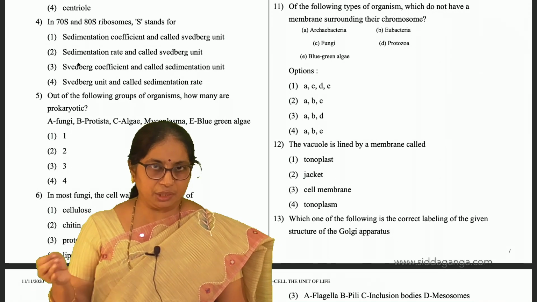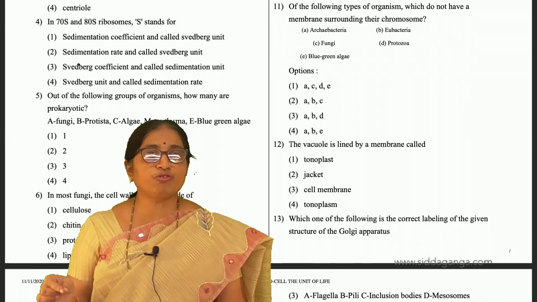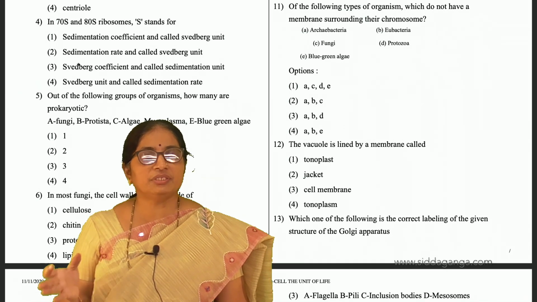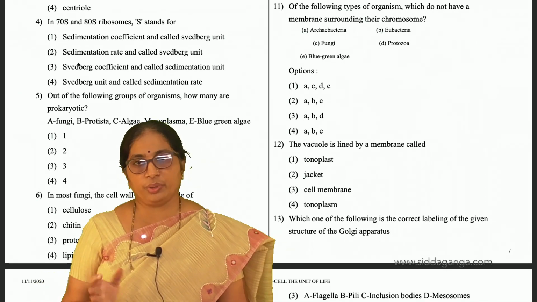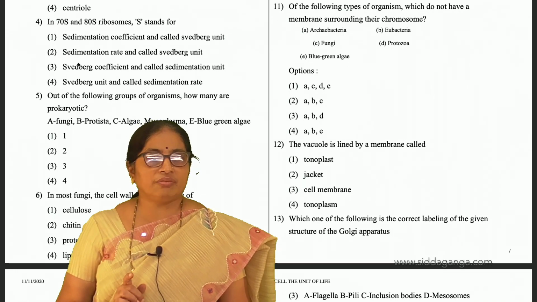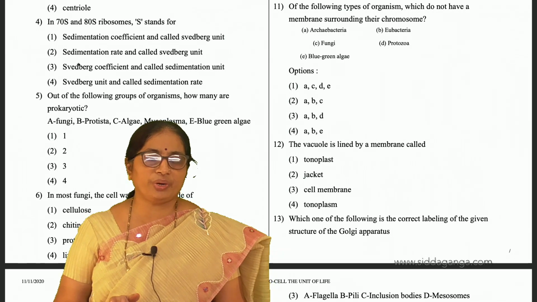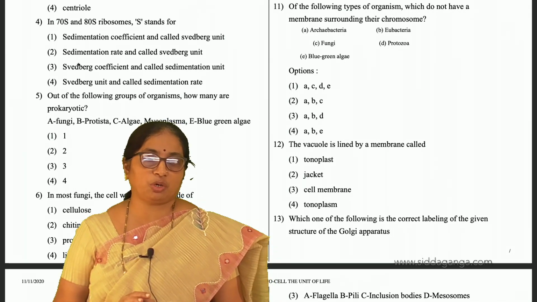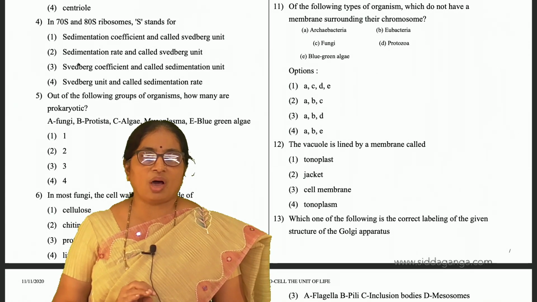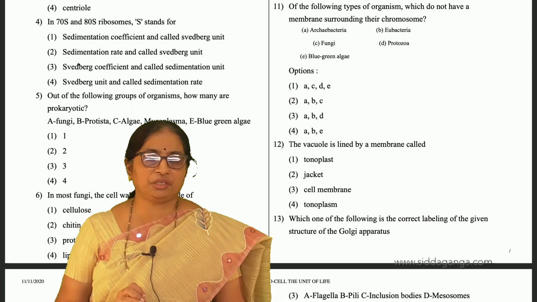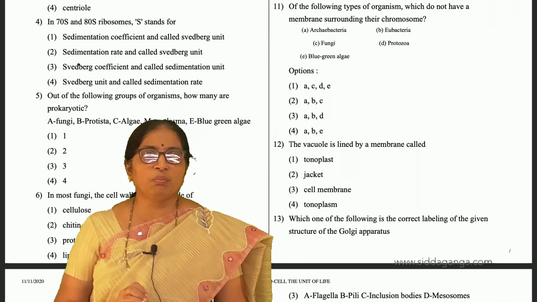Now let us read the question once again. Of the following types of organism, you have to identify which are the prokaryotic organisms, because the ones which do not have a membrane surrounding their chromosomes are called prokaryotes. So you identify which are prokaryotes. The options are archaebacteria, eubacteria, fungi, protozoa, blue-green algae.